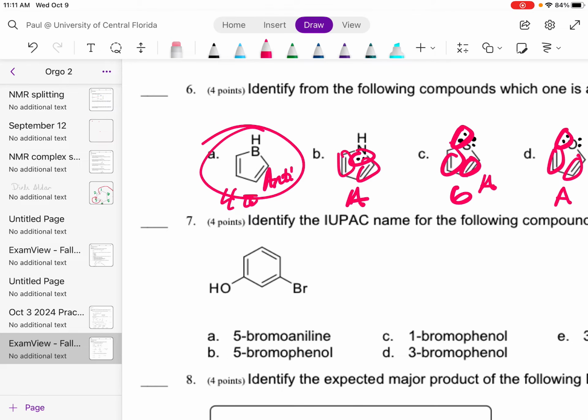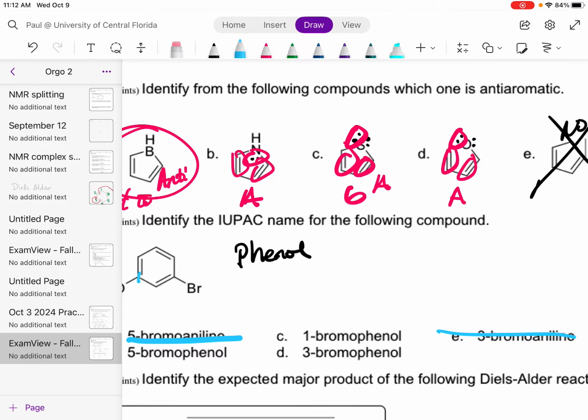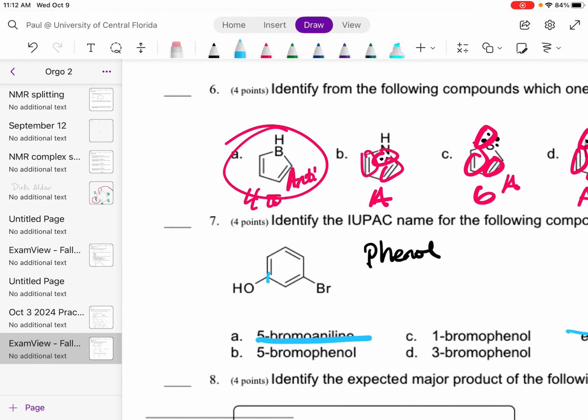Okay, if we name this compound, we see that this group right there makes it a phenol. Bromine doesn't do that, or give it a common name. So that means that carbon that the OH is attached to gets priority number 1. So now the anilines are not an answer choice, right? So now we're down to 3 answer choices.